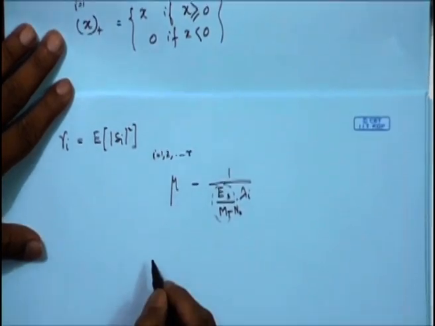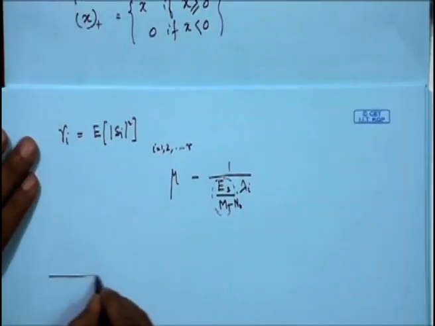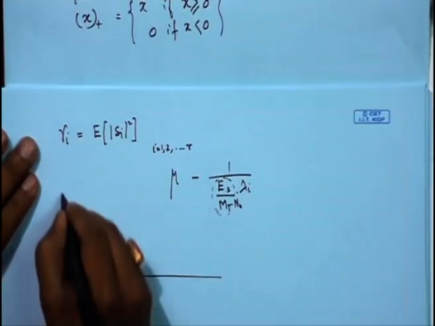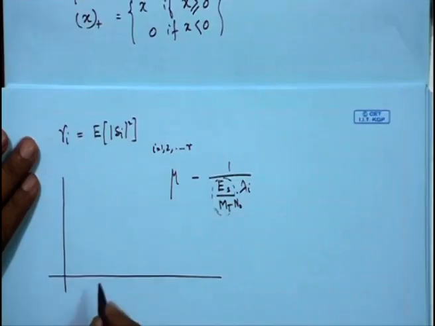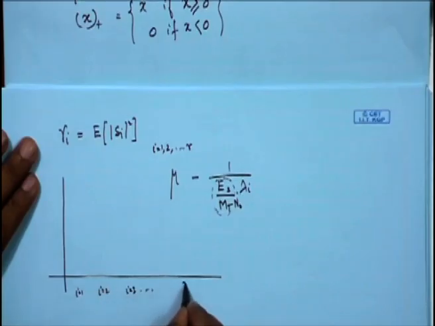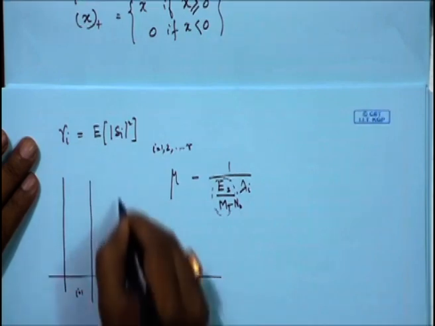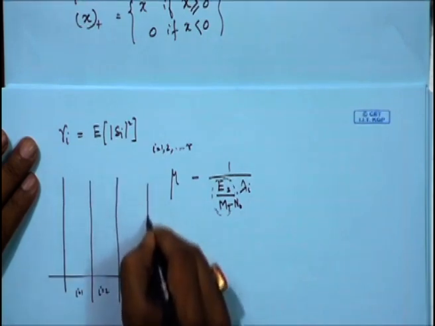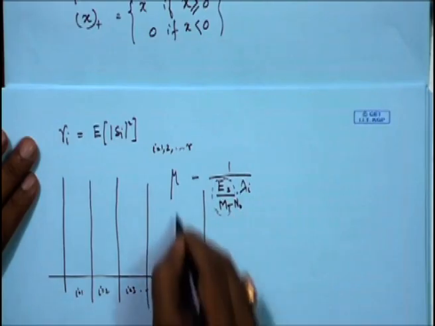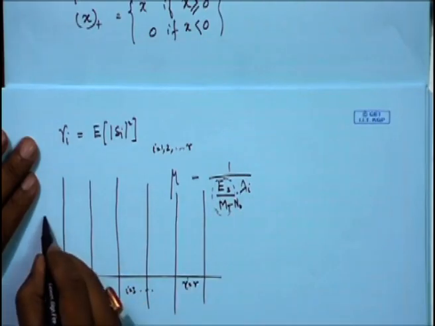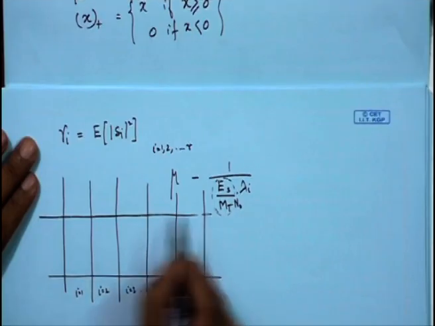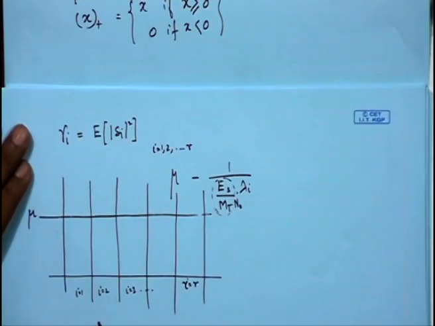So, now if we take this and try to draw a figure, say that this is I equals 1, this is I equals 2, I equals 3, up to I equals r. And we have these bins, these power bins, and say we have some level which is known as mu. So, this is the total power, that is mu.